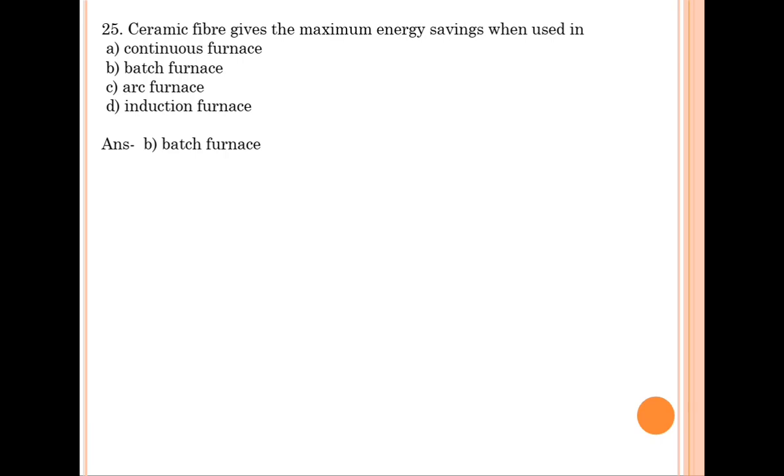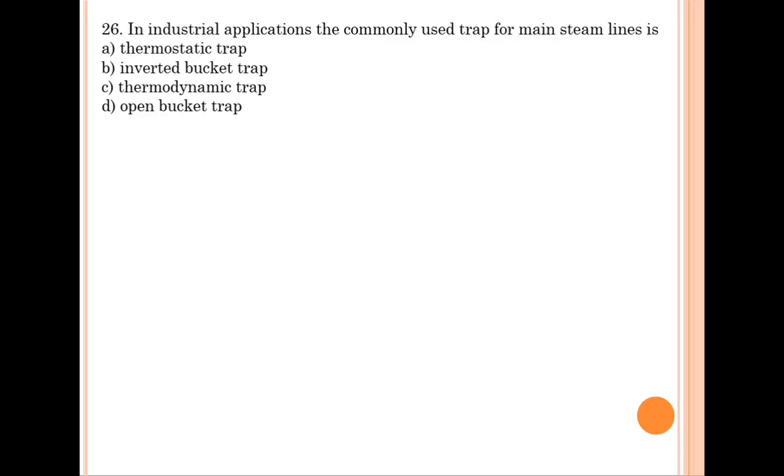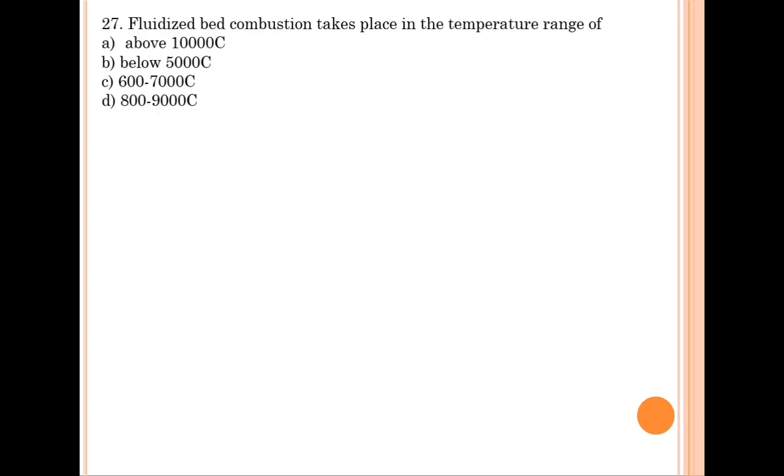Ceramic fiber gives the maximum energy saving when used in, you see the answer is batch furnace here. Please go through the book, types of furnaces, and here you can see in the batch furnace ceramic fiber gives the maximum energy saving. In industrial application, the commonly used trap for main steam line is, this question also repeats here, thermodynamic traps, which are used in the industrial sectors, power plants basically.